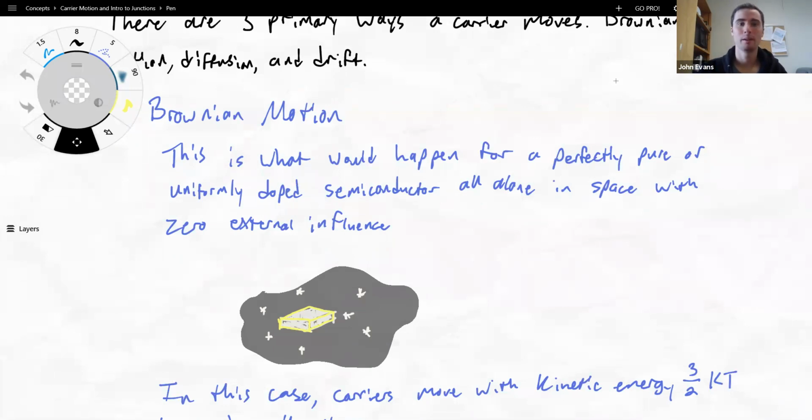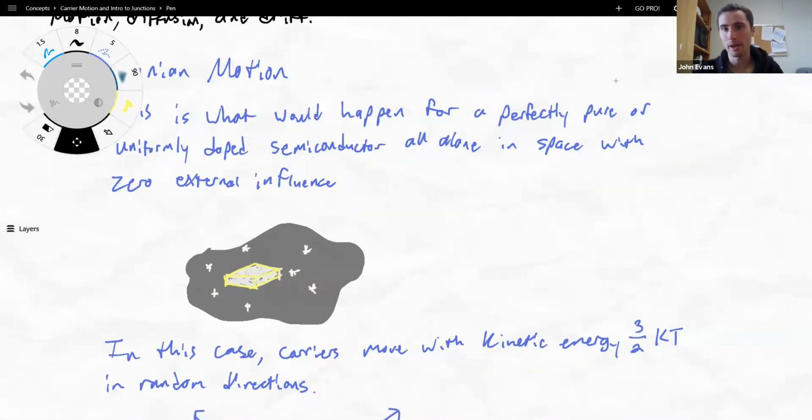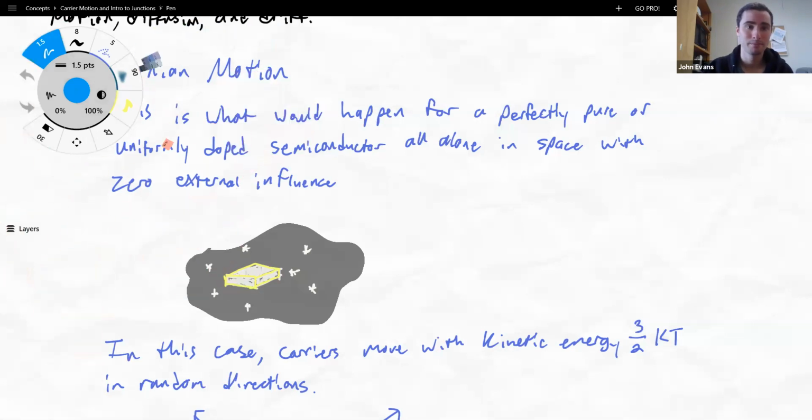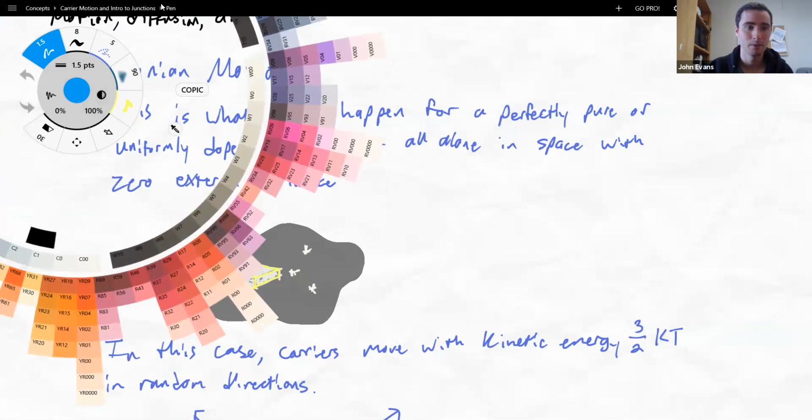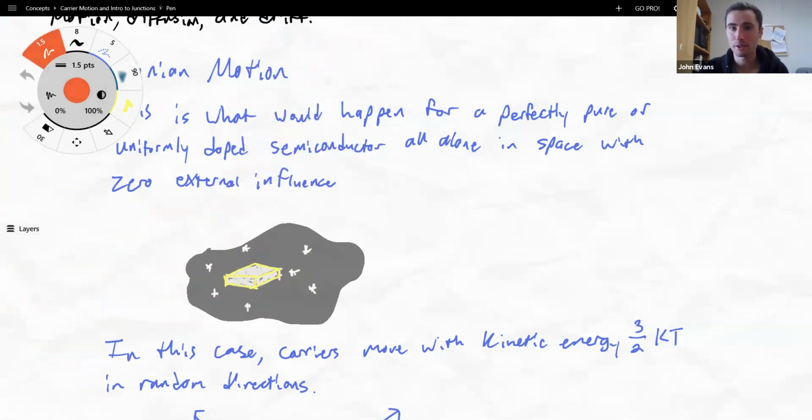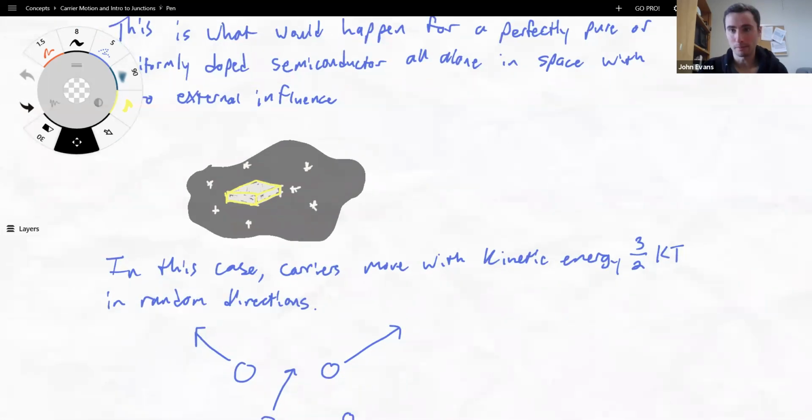So we know that even though there's no external influence, there's internal influence, right? So we have thermal energy. We know from some of our previous courses that there's thermal energy going around. So the electrons aren't just sitting still. They're bouncing around, moving, they're vibrating, the nuclei are vibrating, all this kind of stuff. So things are moving, but because it's completely uniform and there's no force on it to direct it to go one way or another, they are going to move randomly.